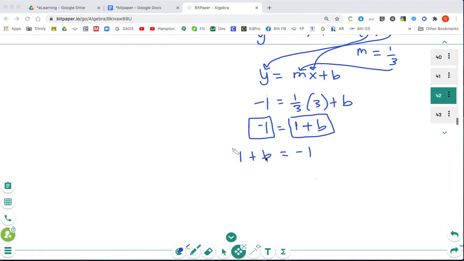And now we ask, is the b first? The b is not first, so we're going to use the commutative property of addition. b plus 1 is equal to -1. Subtract the 1, b is equal to -2.